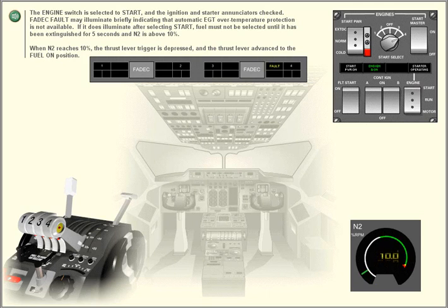FADEC fault may illuminate briefly, indicating that automatic EGT over temperature protection is not available. If it does illuminate after selecting Start, fuel must not be selected until it has been extinguished for 5 seconds and N2 is above 10%. When N2 reaches 10%, the thrust lever trigger is depressed and the thrust lever advanced to the fuel on position.